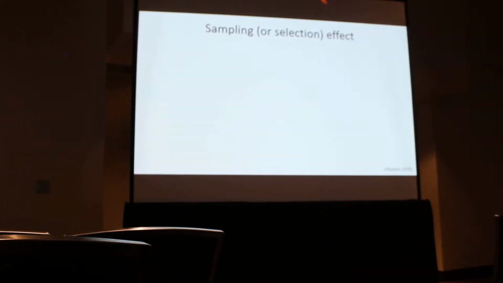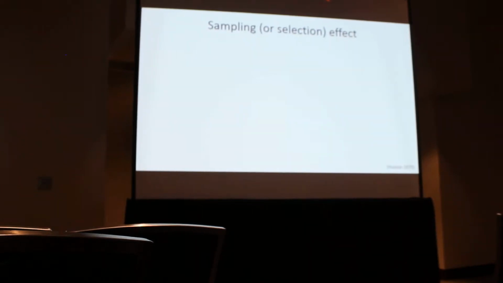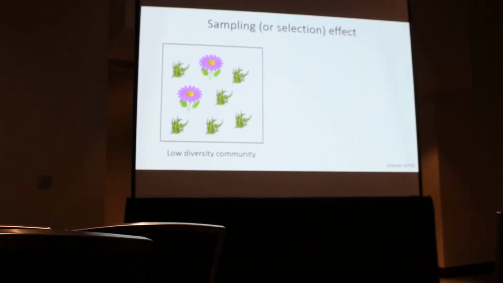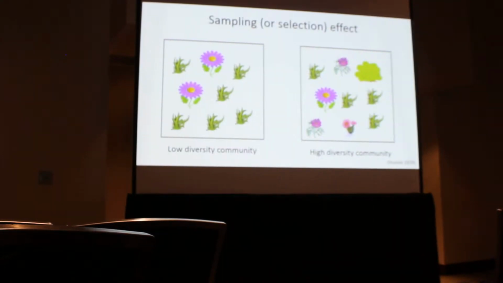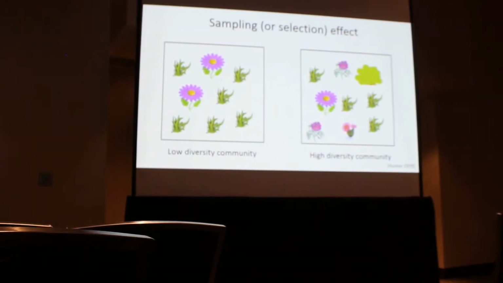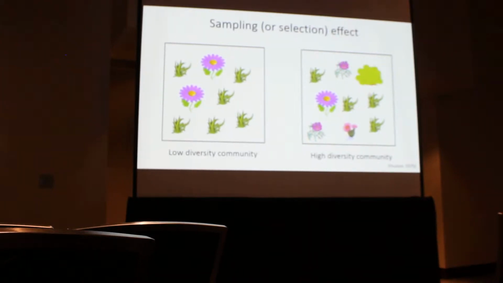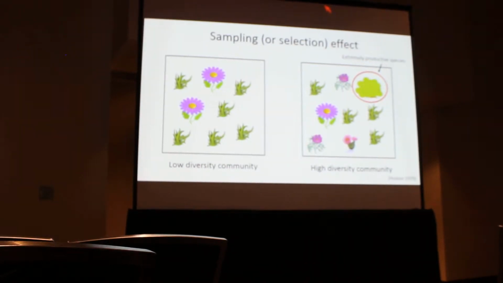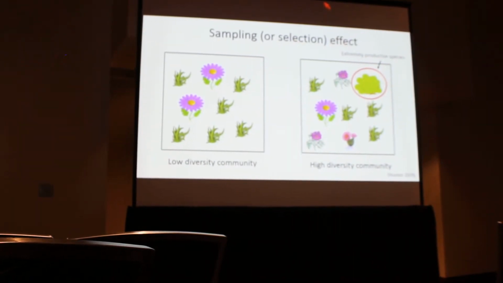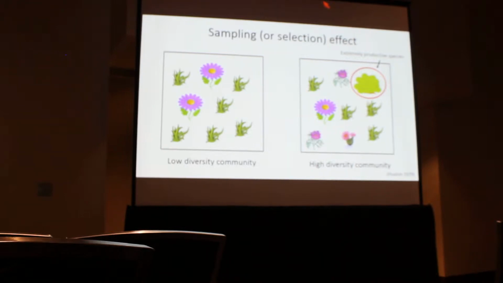Another hypothesis is the sampling or selection effect. What this theory says is that if you have a low diversity community versus a high diversity community, it's simply a numbers game. So as you increase diversity, you increase the probability that any one of those individuals or species is going to be particularly highly productive, say, if that was the ecosystem function you were looking at. And that increases the overall community's productivity.